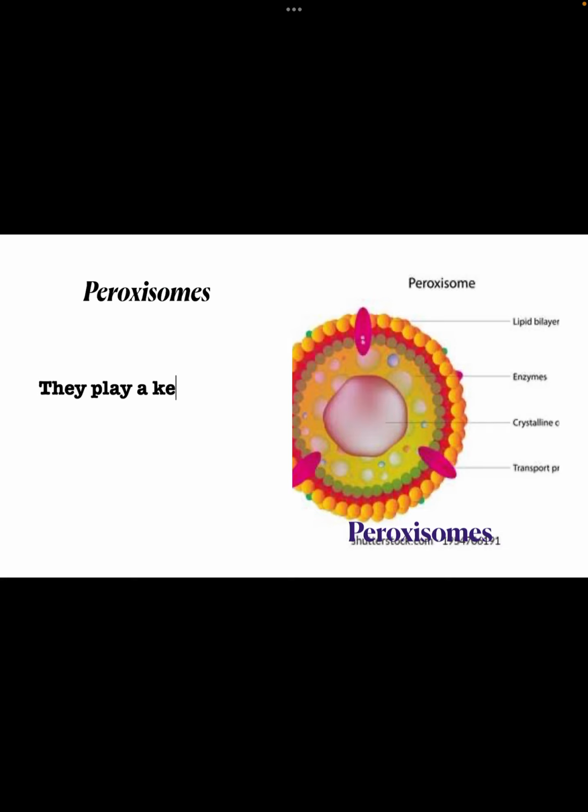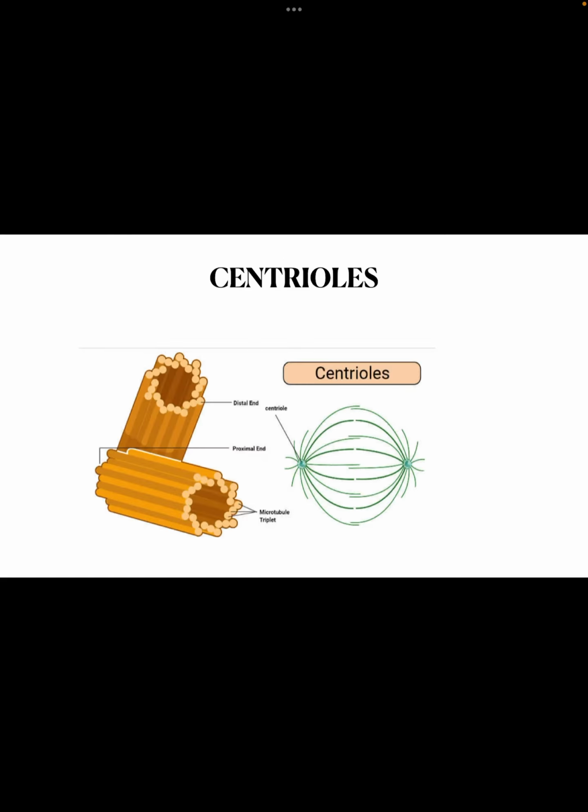What are peroxisomes? Peroxisomes play a key role in oxidation of specific biomolecules. The function of the peroxisome is detoxification of hydrogen peroxide by catalase enzymes, and breakdown of excess fatty acids. The enzymes involved are catalase and oxidase. And centrioles, situated near the nucleus, are responsible for the movement of chromosomes during cell division.